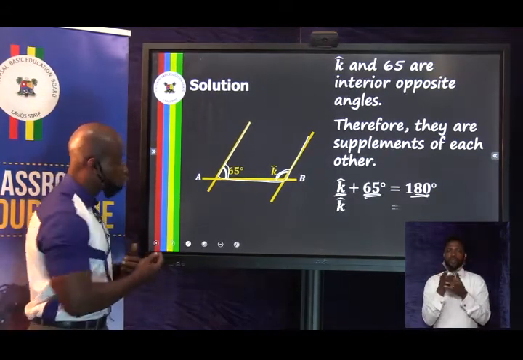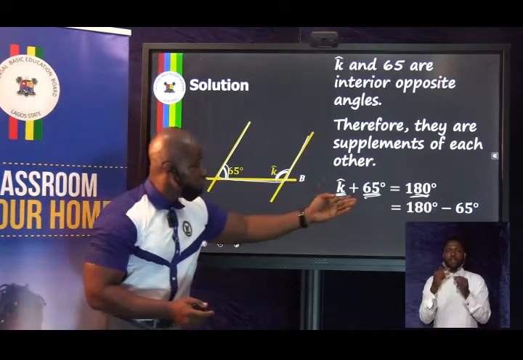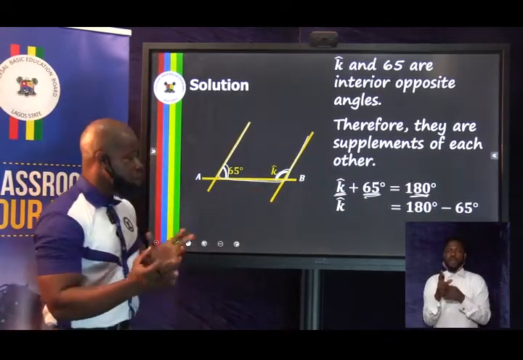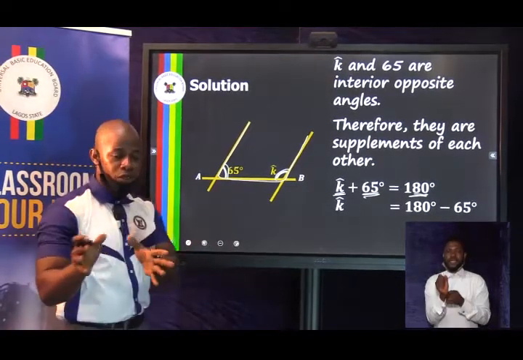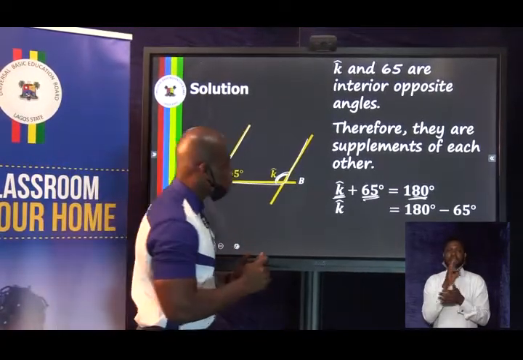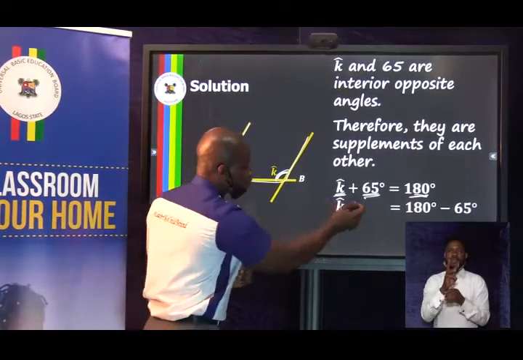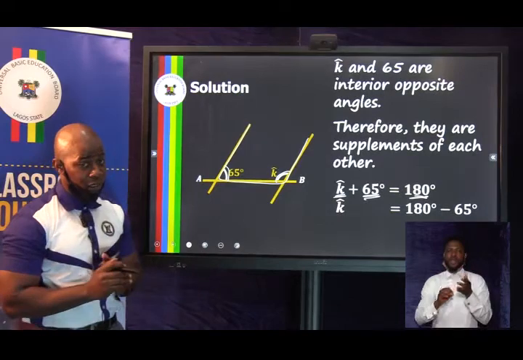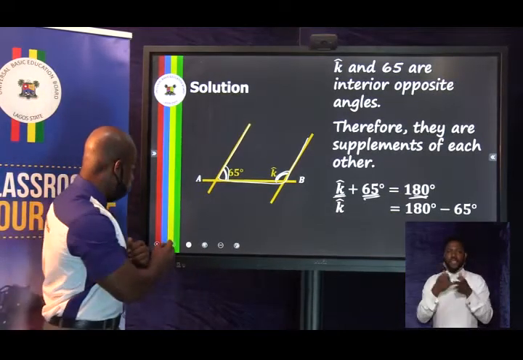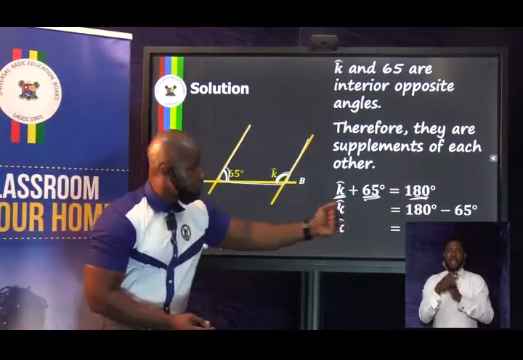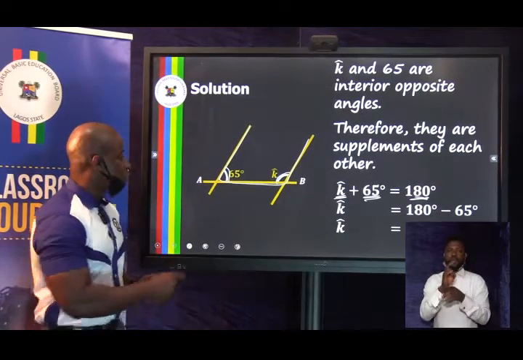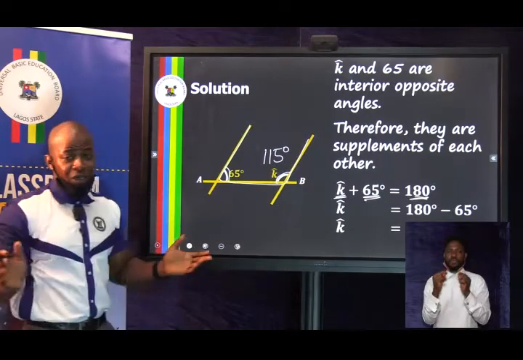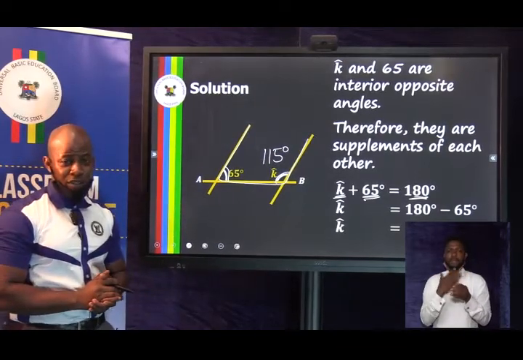Okay, so let's just run through it. So now we take 65 degrees to the other side. Remember, we have to take all the numbers to the right side where we have numbers that are the same. Now plus 65 will become minus 65. So you have 180 degrees minus 65. And then you can finish it up by bringing the K down and doing the subtraction. You'll get 115. And that means that K here is 115 degrees. Easy peasy for you, my friend.